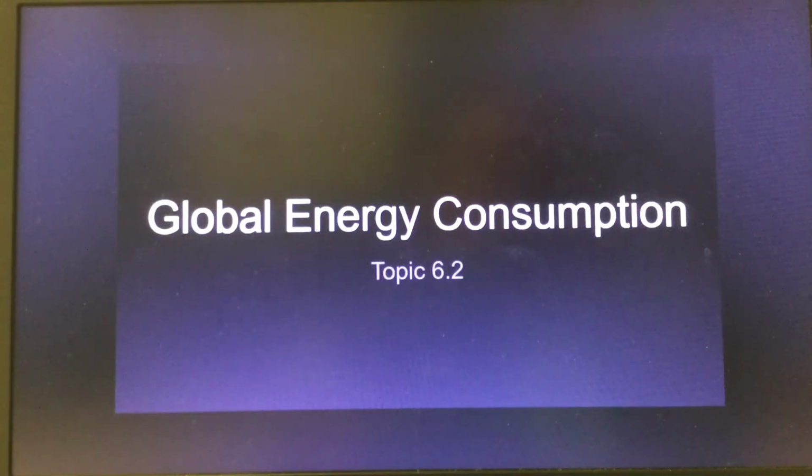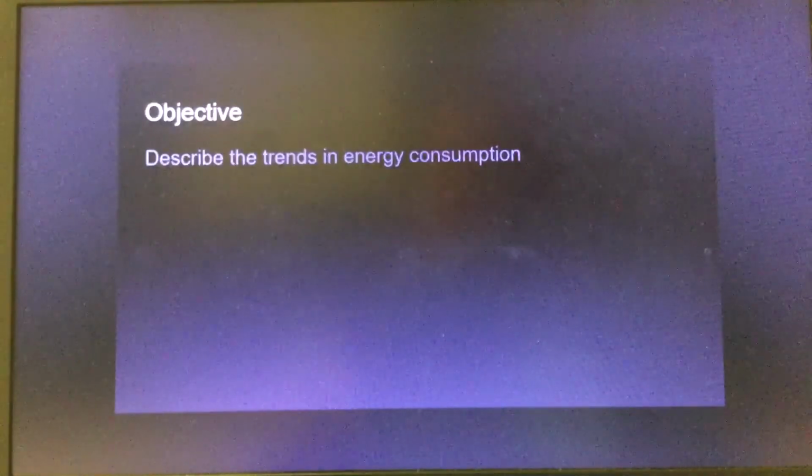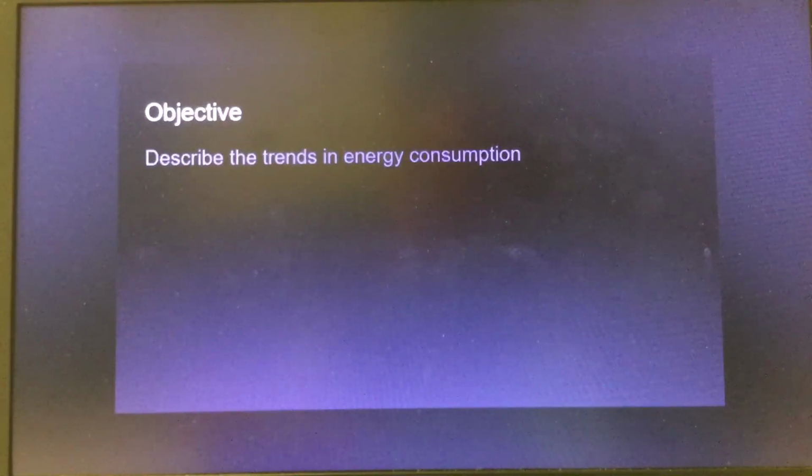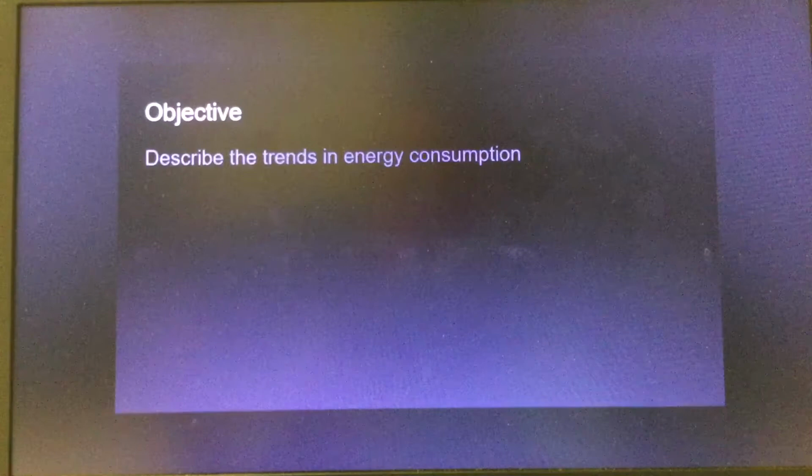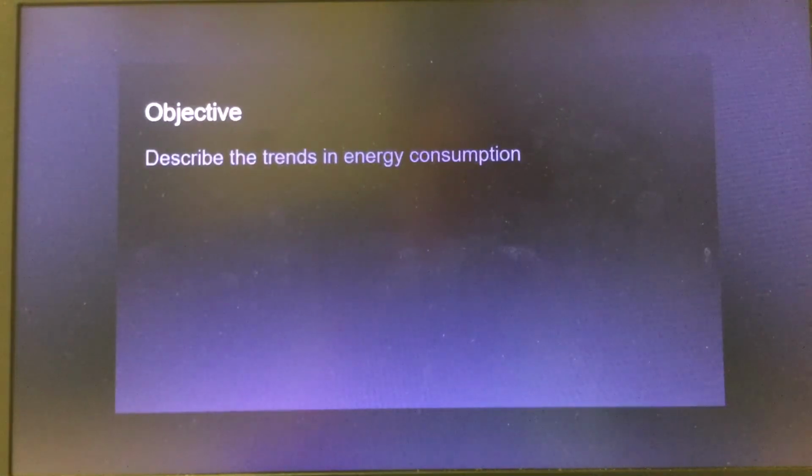Okay, so let's now look at topic 6.2, global energy consumption, and we're going to reference a lot of the things that we talked about in topic 6.1. Our objective today is to be able to describe the trends in energy consumption, both in developed and developing countries, and then globally. Again, remember that we are talking about both renewable and non-renewable sources, and then we're looking toward shifts in energy use as we move towards sustainability.